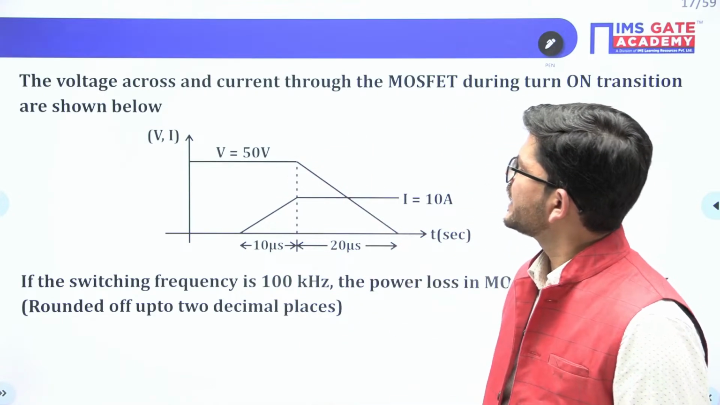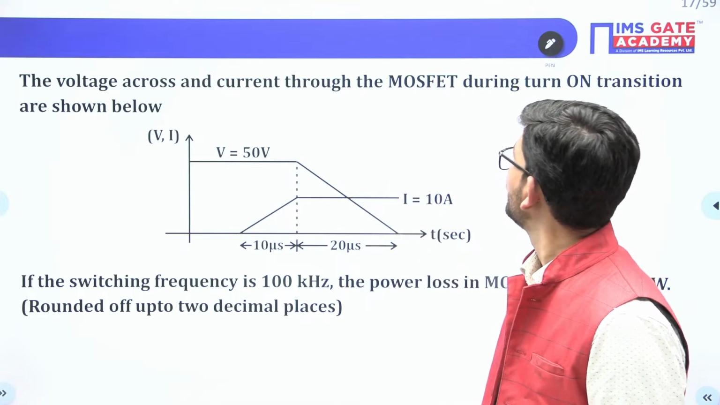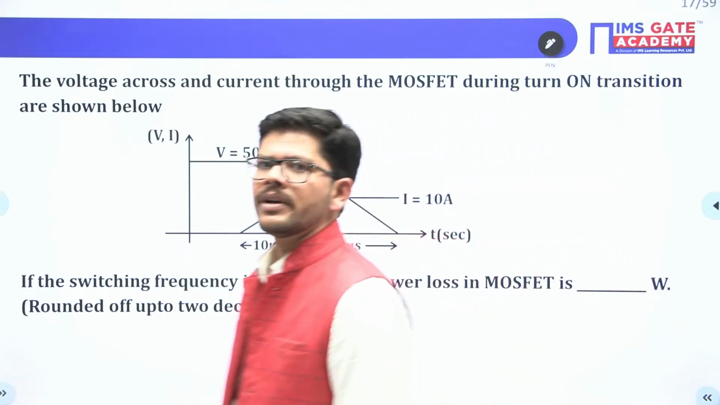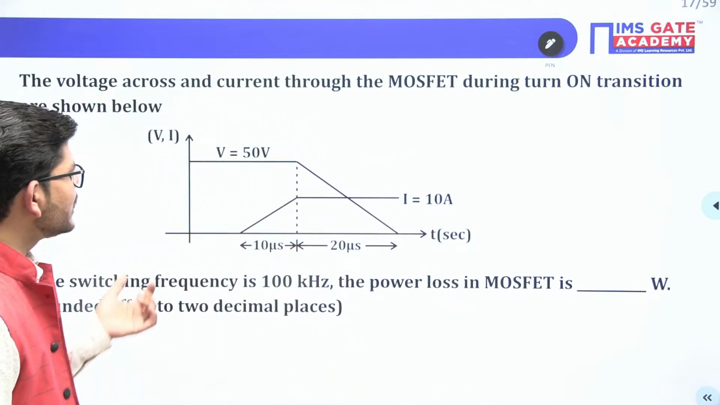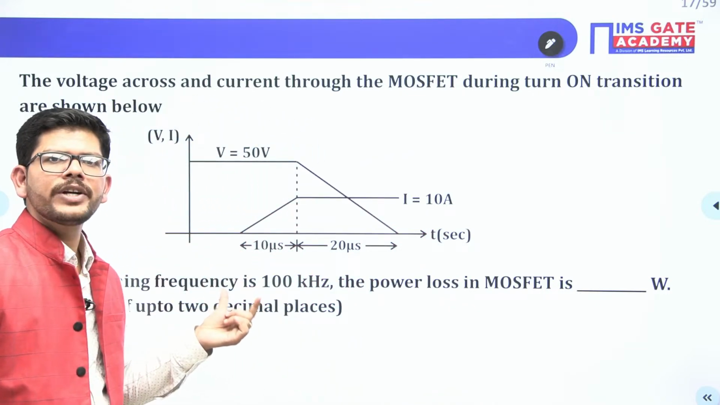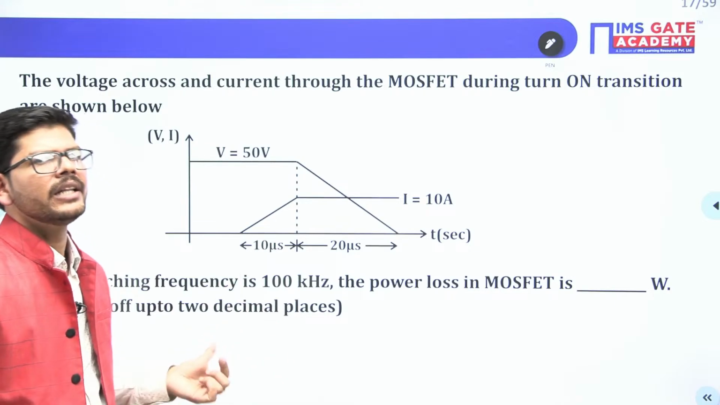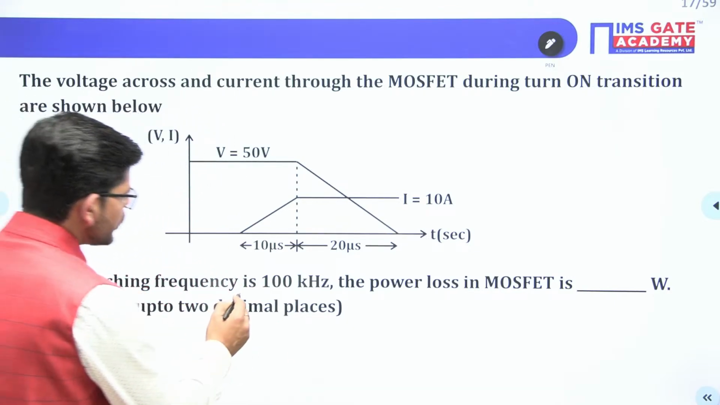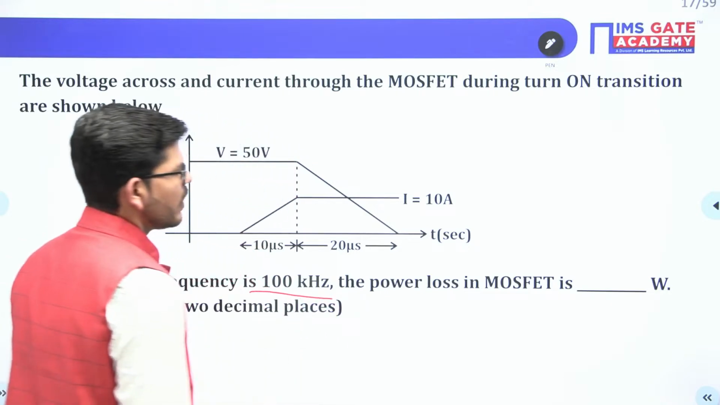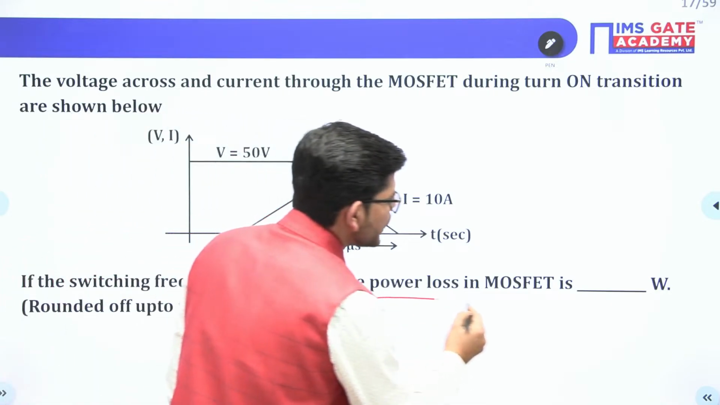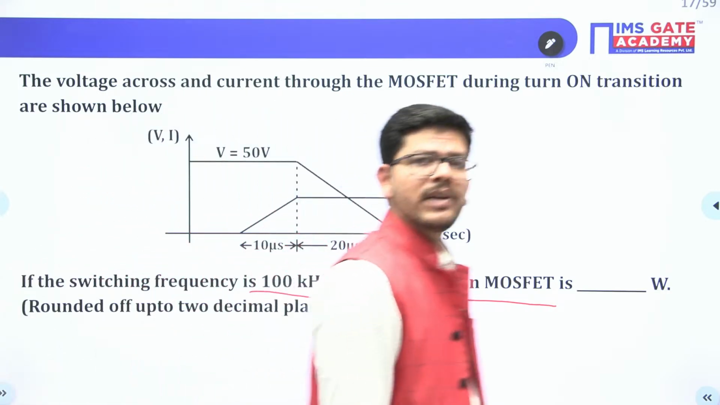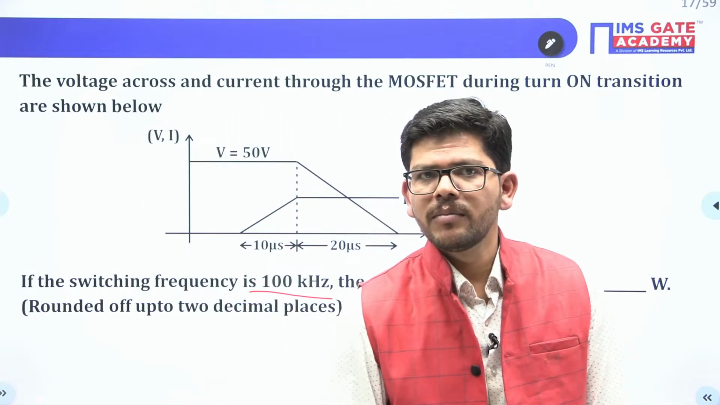The voltage across and current through the MOSFET during turn-on transitions are shown below. So how the voltage and currents are varying across the MOSFET during the turn-on transition is given to you. Now what we have to calculate: the switching frequency is given as 100 kilohertz, and we have to calculate the power loss in the MOSFET.